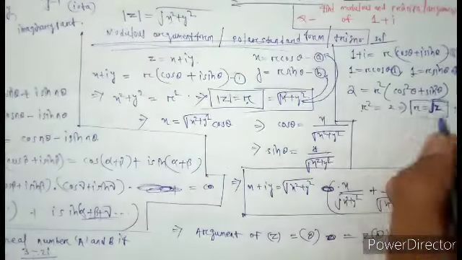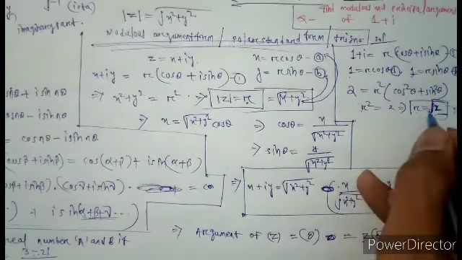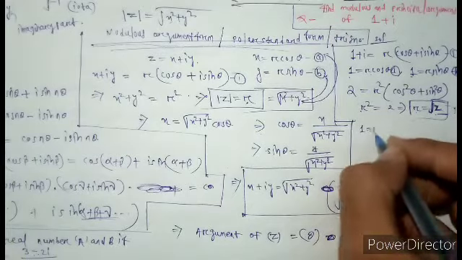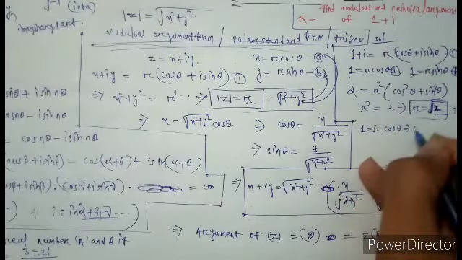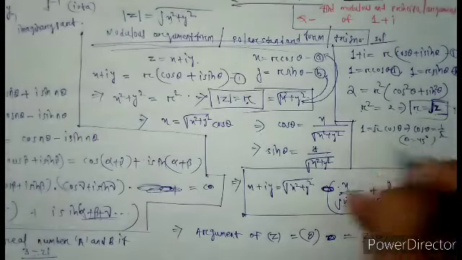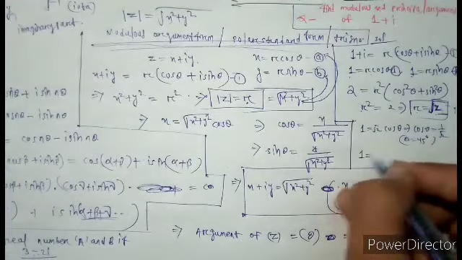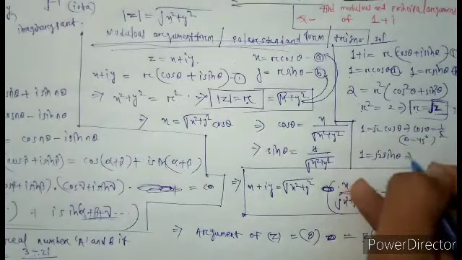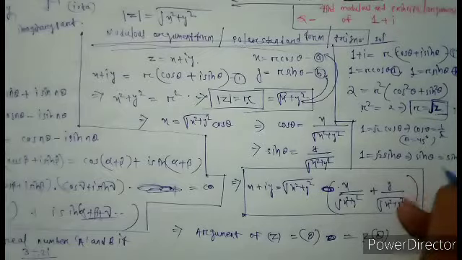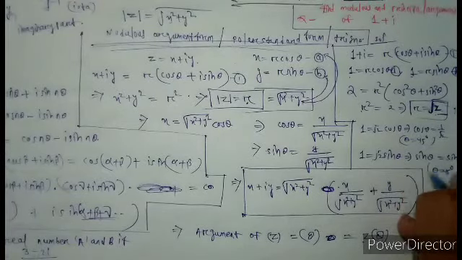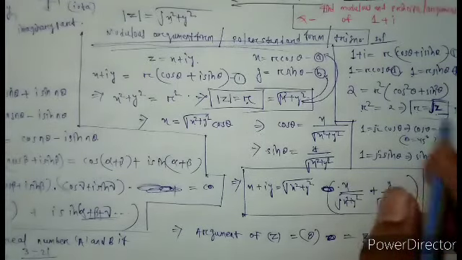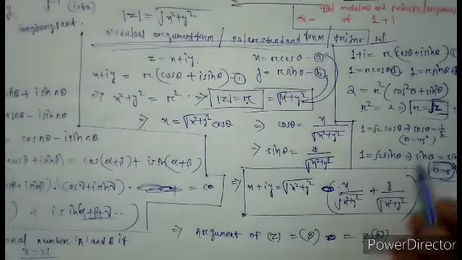Then putting this modulus value in equations A and B: 1 is equal to root 2 cos theta, then cos theta is equal to 1 upon root 2, so theta is equal to 45 degrees. Similarly, putting this value in equation B, 1 is equal to root 2 sin theta, then sin theta is equal to 1 by root 2, that is sin 45 degrees. So theta is equal to 45 degrees. So the modulus is root 2 and the argument theta is equal to 45 degrees.